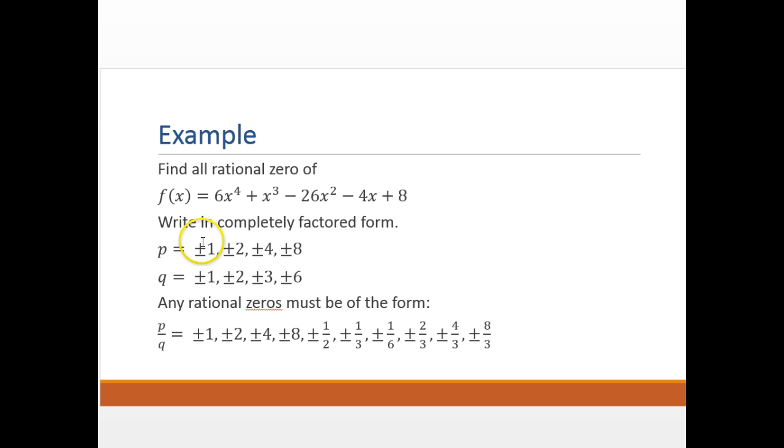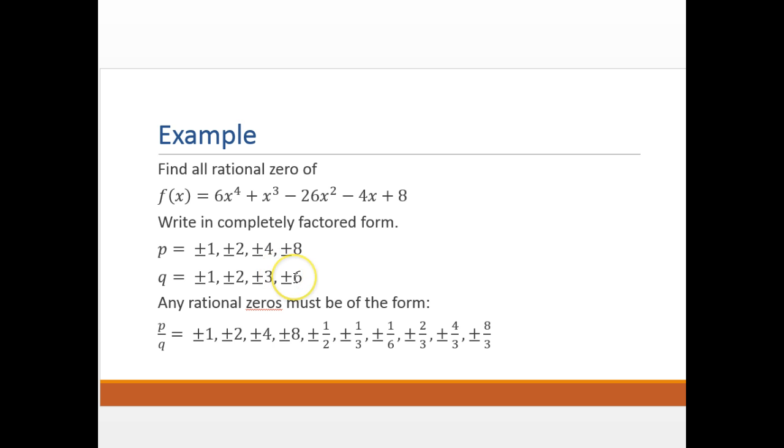Let's go into the next one. 1 over 2 is plus or minus 1/2, 2 over 2 I've already accounted for, 4 over 2 I've already accounted for, and 8 over 2 I've already accounted for. 1 over 3 is plus or minus 1/3, 2 over 3 is plus or minus 2/3, 4 over 3 is plus or minus 4/3, 8 over 3 is plus or minus 8/3.